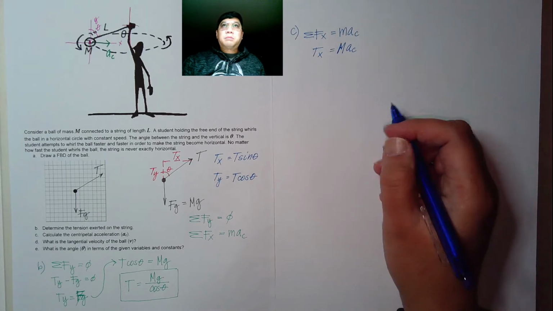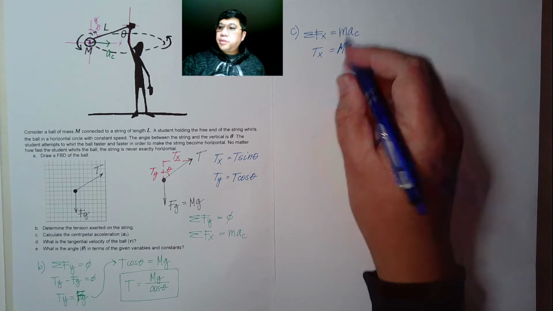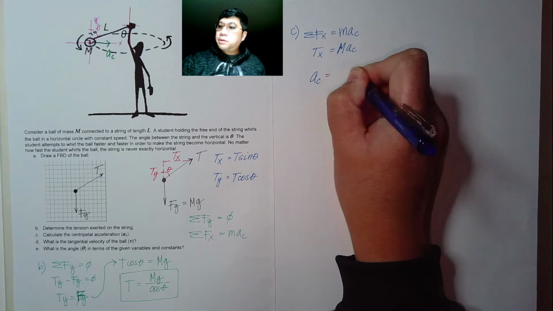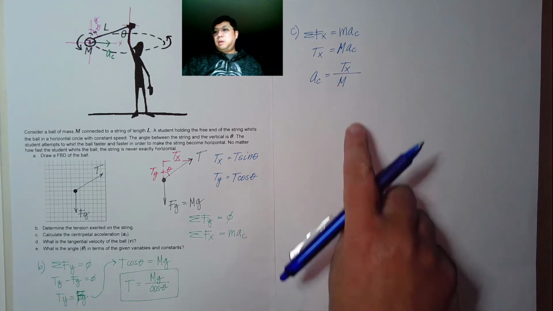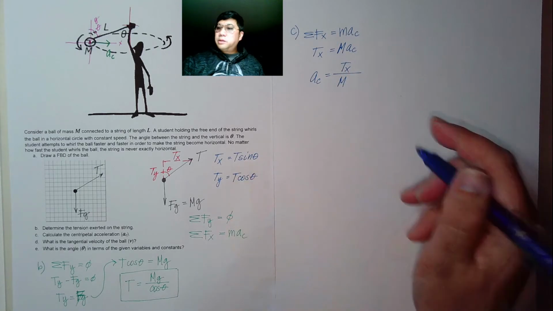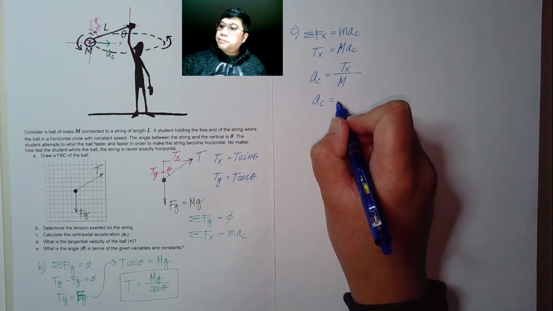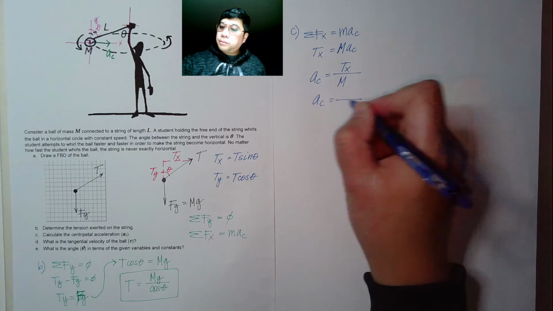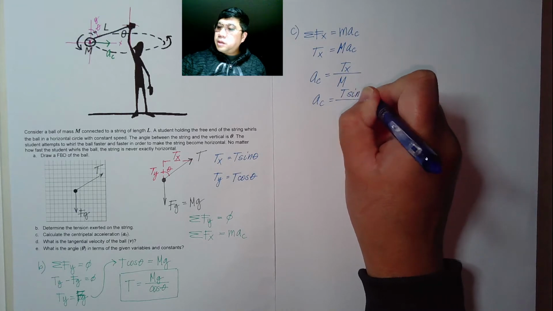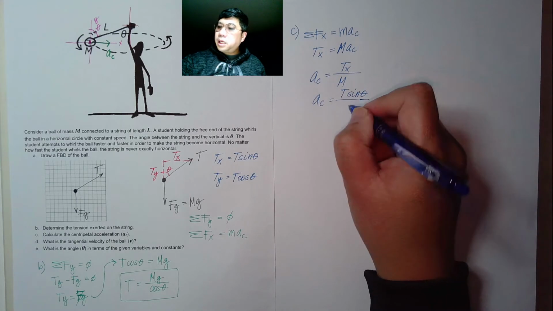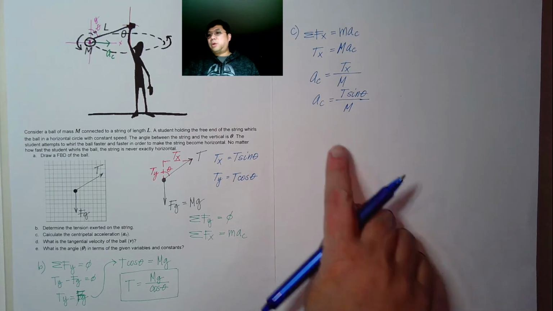Now, I'm more concerned about the centripetal acceleration. So if I divide both sides by uppercase M, I can have a_c equals T of x over the mass M. But T of x is simply T sine theta, so we can plug in the value: a_c equals T times sine theta over M. So we can use this as our equation.